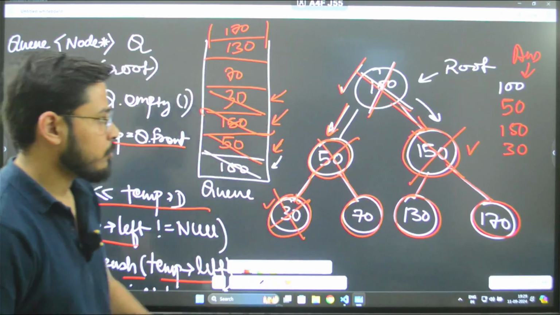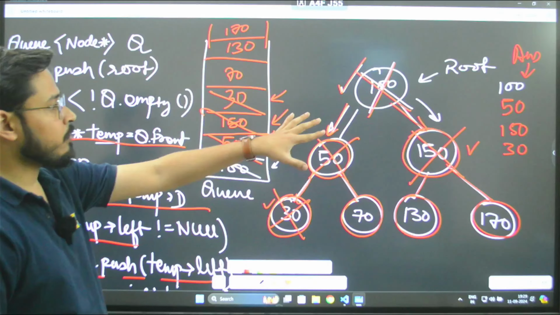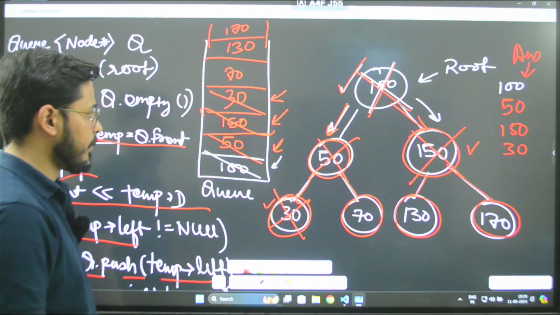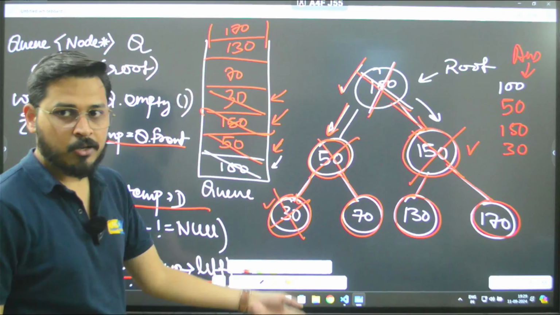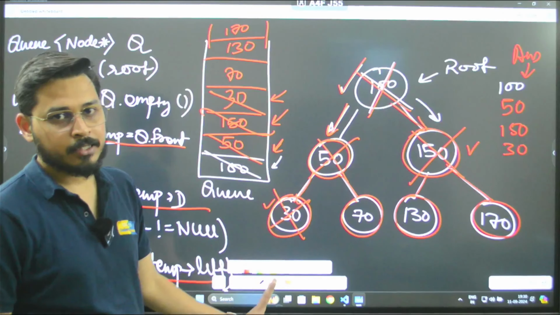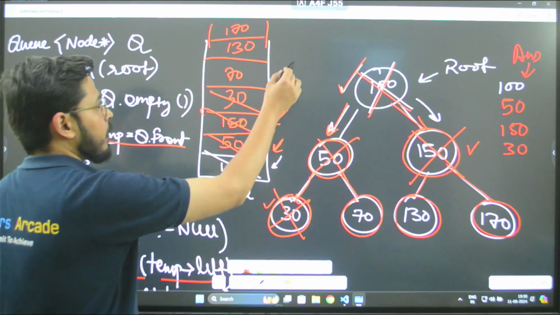Let us continue. So we pop it out, we print it out, and then that is the answer right there. Okay, take out the next front. Do check if the 30 has a left child or not. Left child is null, right child is null, nothing to do. Then come back. Take out the next front.